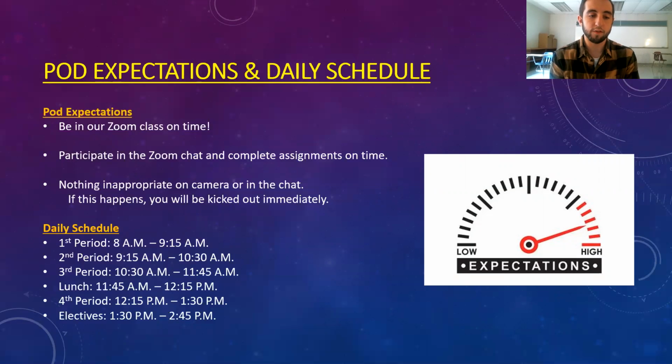Our daily schedule, first period starts at 8 o'clock. Make sure you're there at 8 o'clock. It runs till 9:15. Second period, 9:15 to 10:30. Third period, 10:30 to 11:45. Lunch is 11:45 to 12:15. Fourth period, 12:15 to 1:30. And finally, ending the day with electives from 1:30 to 2:45.